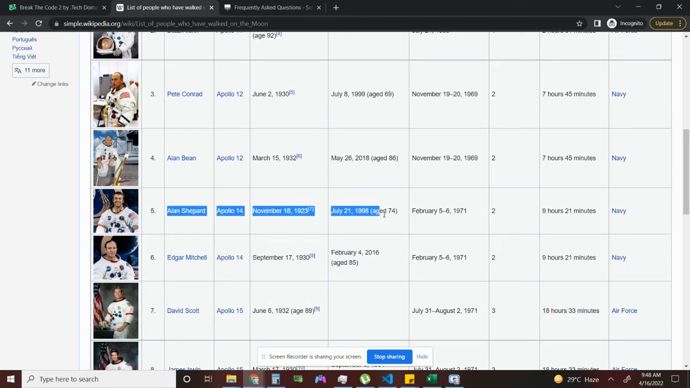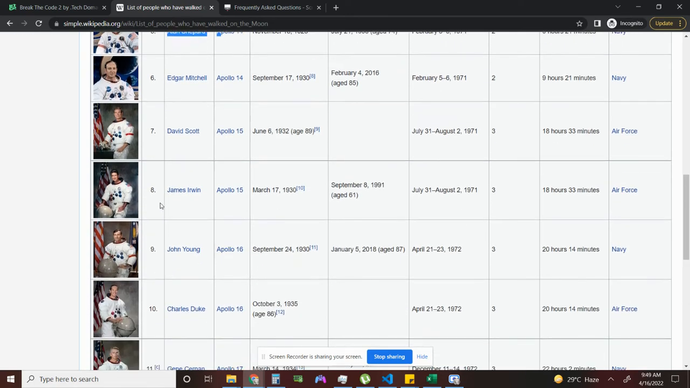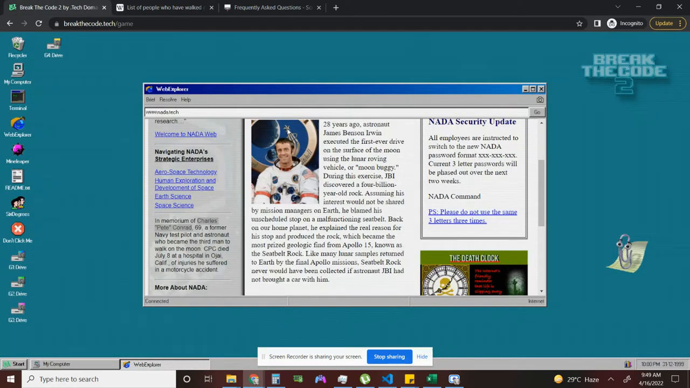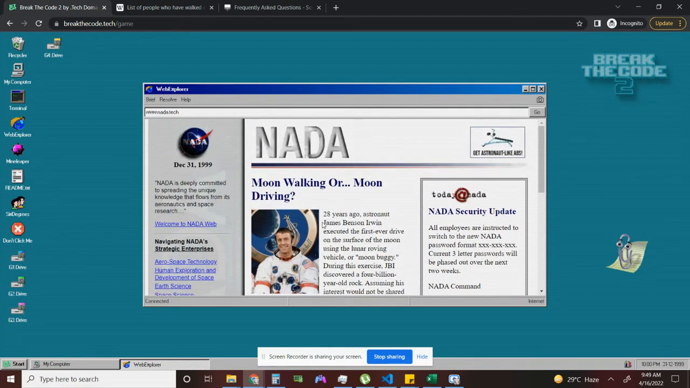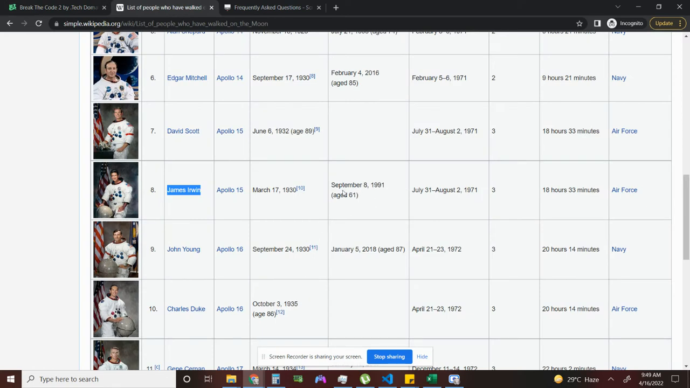Those include Alan Shepard. His middle name starts with an L, so if we pick the first character of each part of his name, that would be ALS. And James Irwin, the same astronaut that was mentioned on the home page. James Benson Irwin. Fun fact, he was one of the first and youngest astronauts who walked on the moon who died. He died in 1971 of a cardiac arrest.